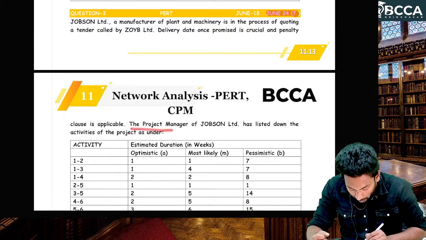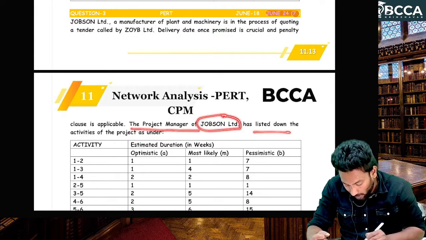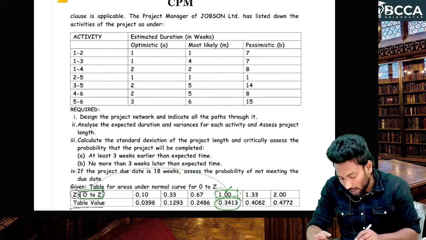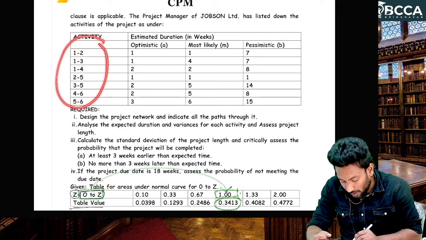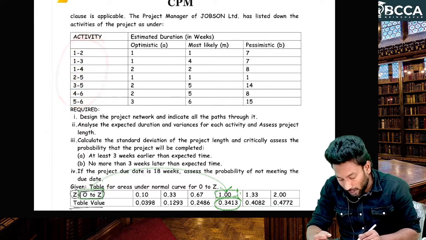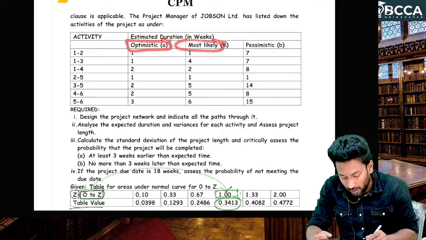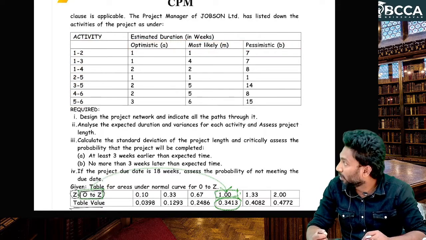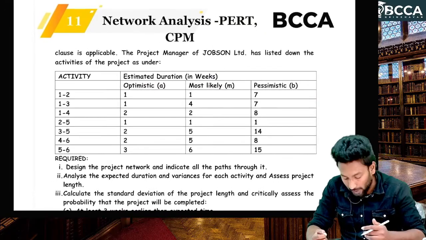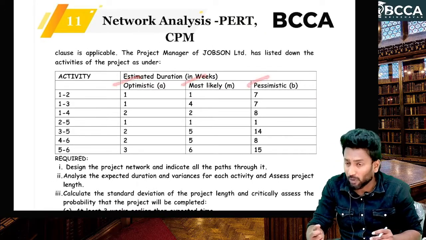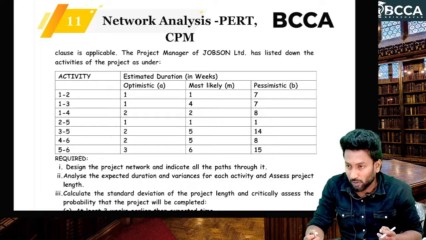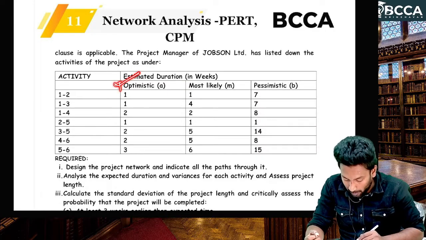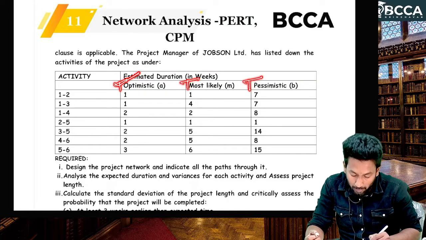The project manager of Jobson Limited has listed down the activities of the project as under: activities 1-2, 1-3, 1-4, 2-5, 3-5, 4-5, 4-6, 5-6. They have given optimistic, most likely, and pessimistic times. When a question gives three time estimates, this is a Program Evaluation Review Technique question. Otherwise, a normal question gives you time durations only.